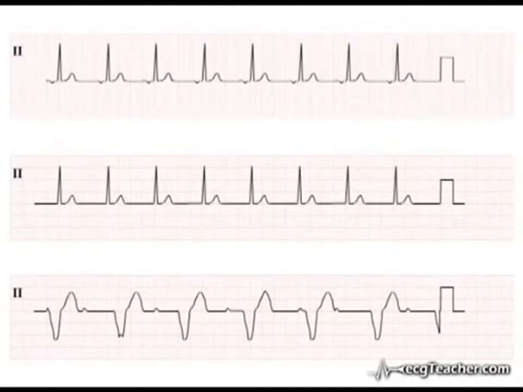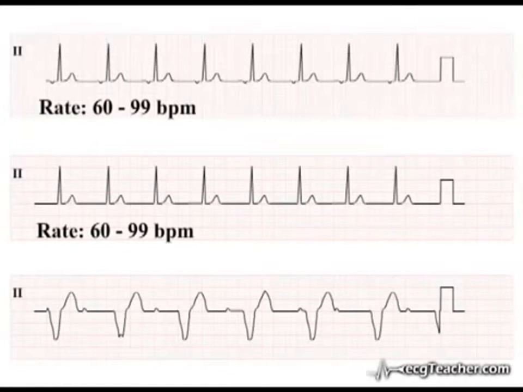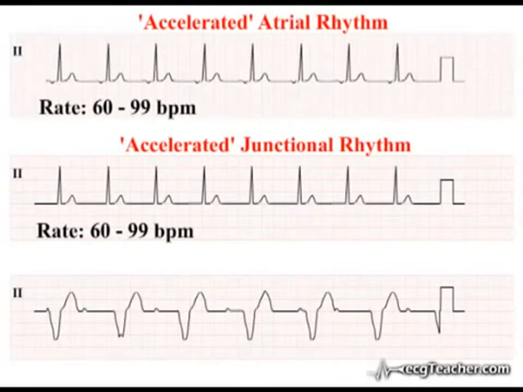It is important to realize that in the presence of enhanced automaticity of an ectopic site, it is possible for the rate of an escape rhythm to rise above 60 beats per minute. In this situation, when the heart rate generated from an ectopic atrial or junctional site lies between 60 and 99 beats per minute, the rhythm is described as accelerated. Keep in mind that the expected rate for a ventricular escape rhythm is in the region of 30 to 45 beats per minute.